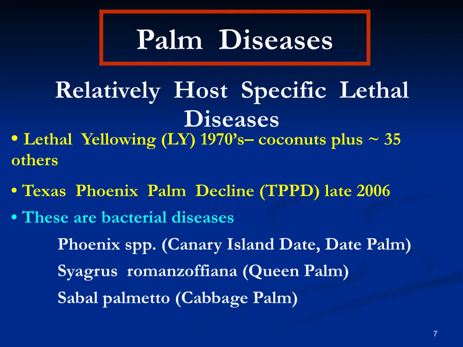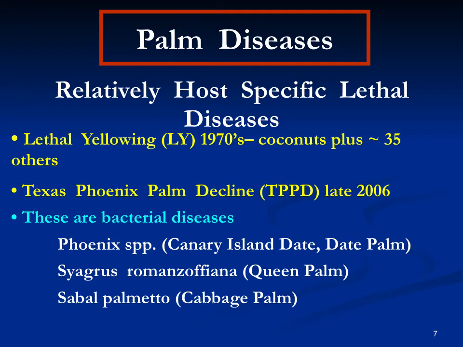Then we got another one that showed up in about late 2006 on our radar. It started in Phoenix palms, Phoenix species, and it got the common name Texas Phoenix palm decline, TPPD for short. While I may say TPPD throughout this module, as a Master Gardener newbie and trainee and soon to be seasoned Master Gardener in time, you should know that stands for Texas Phoenix palm decline, which is a lethal disease of several palm species, primarily in the genus Phoenix. These are both bacterial diseases.